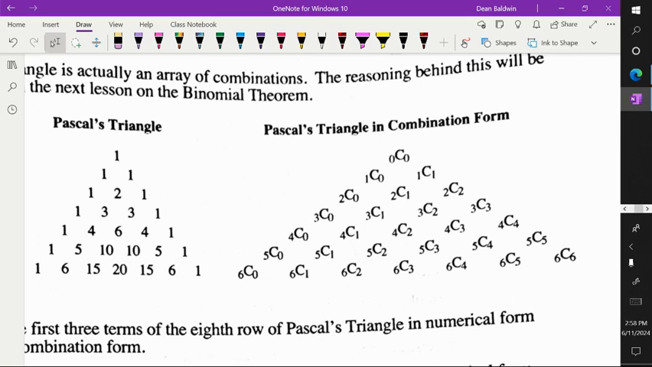0 choose 0 is 0. 1 choose 0 is 1. 1 choose 1 is 1. It lines up that you can rewrite this using combinations. Okay?